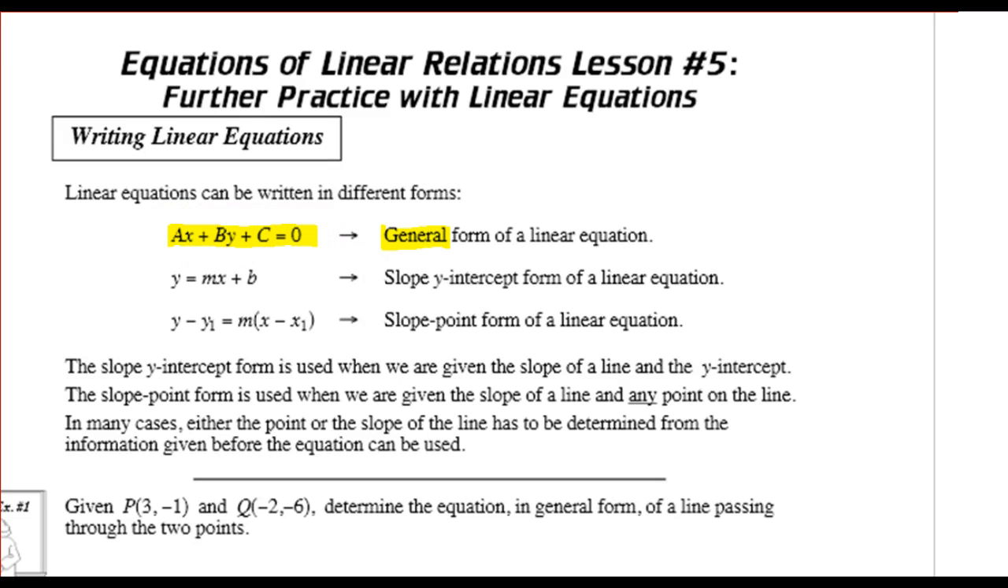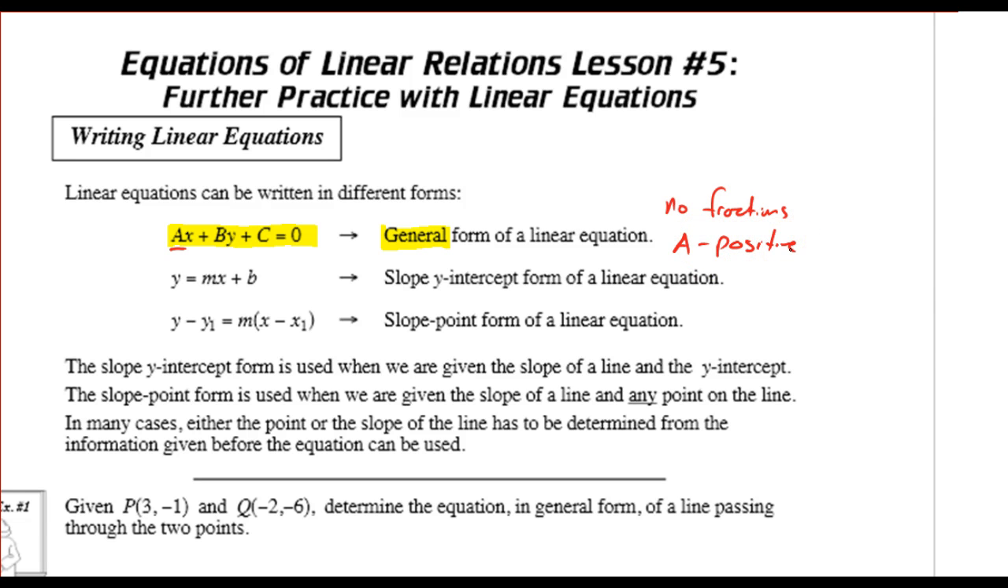The key things with the general form is that you cannot have fractions, so I'll say no fractions, and the coefficient, your a value, your coefficient on the x term right here has to be a positive number. So a has to be positive.